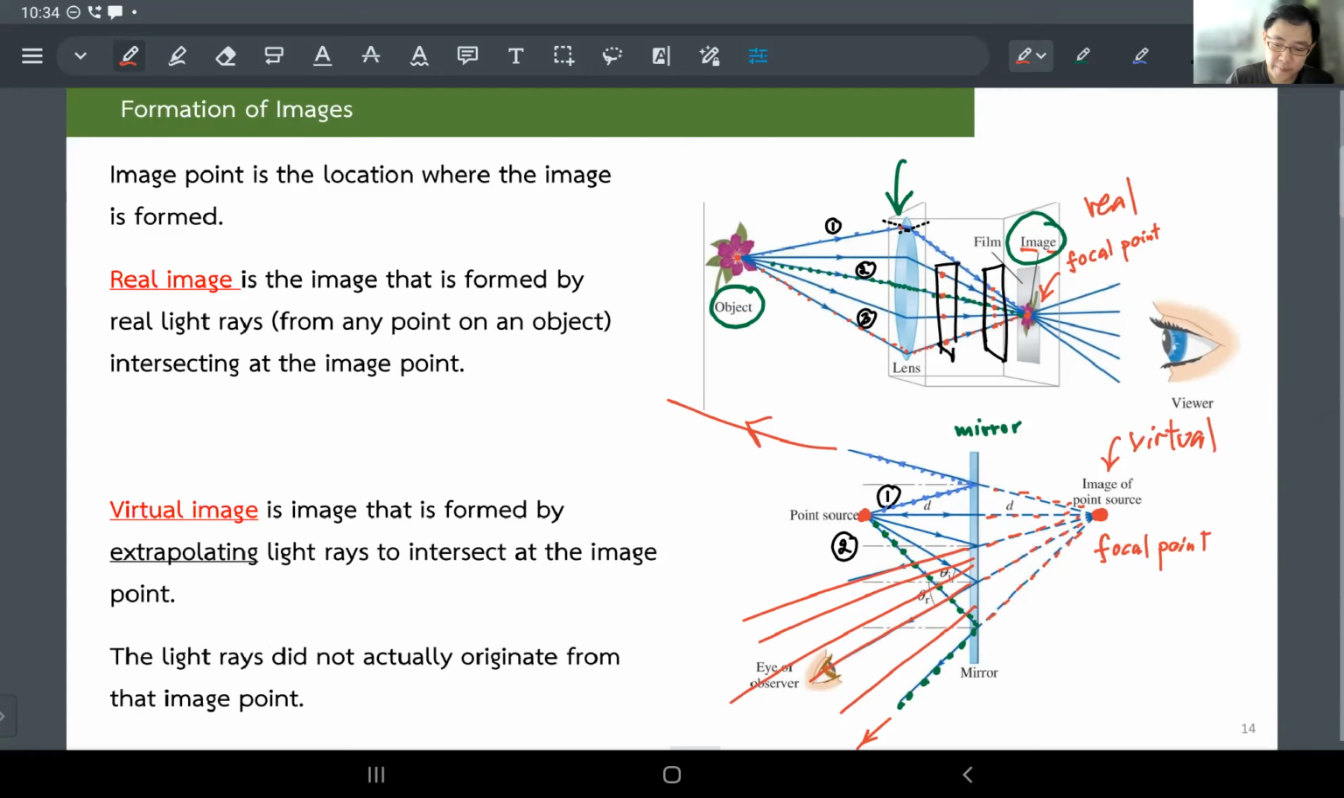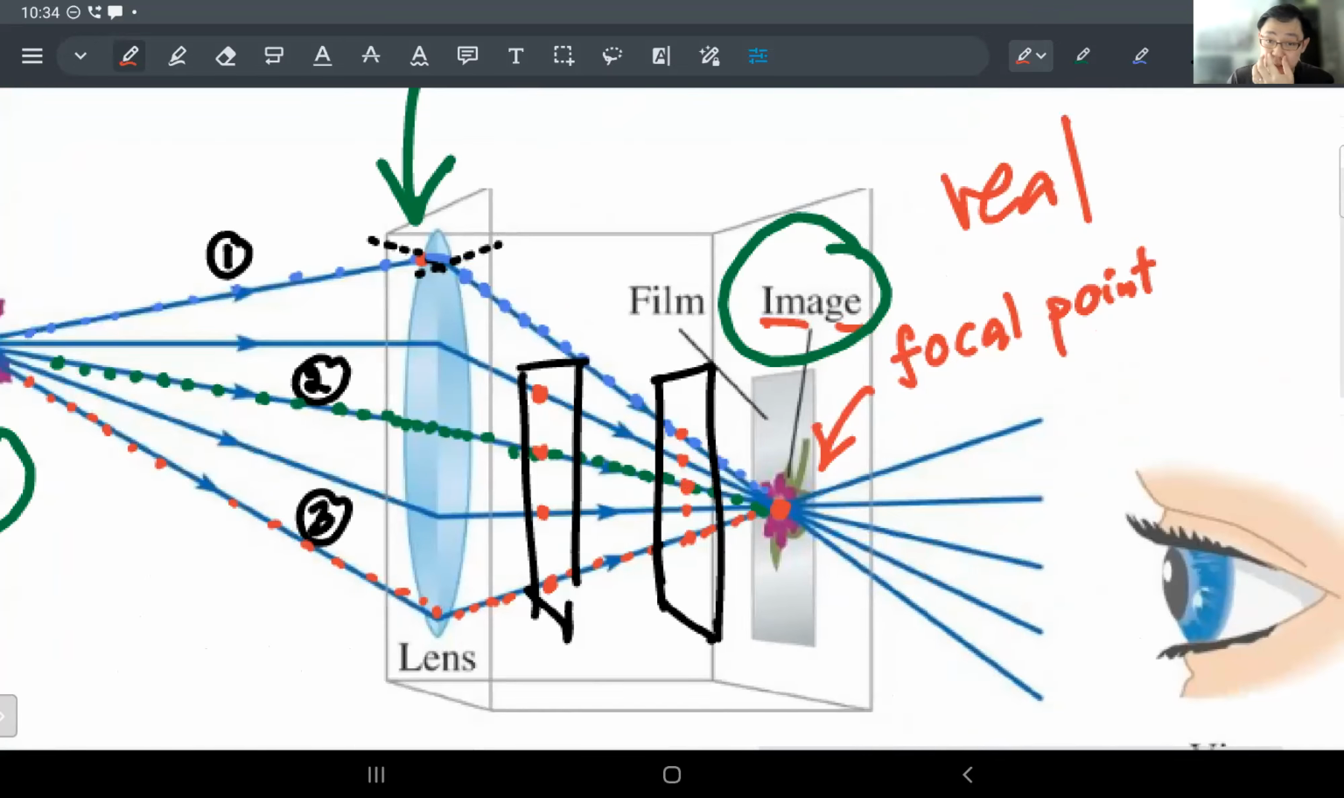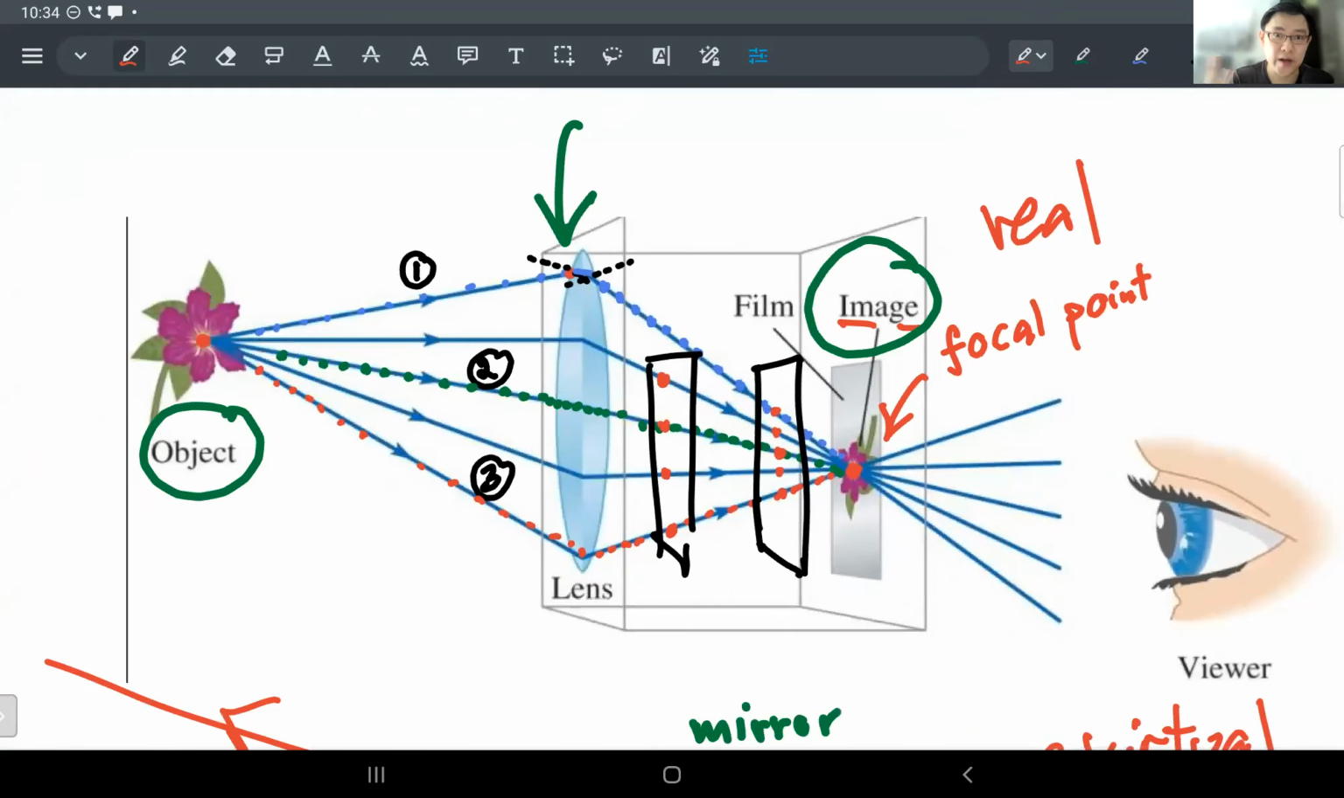In contrast, if you look at the real image, this is the one that you can actually touch. When you say touch, it means you can focus the image onto the palm of your hand, or project the image onto a screen, for example from the projector in front of your classroom. You can project those images onto a screen. That's real because the light is actually being put on the screen.